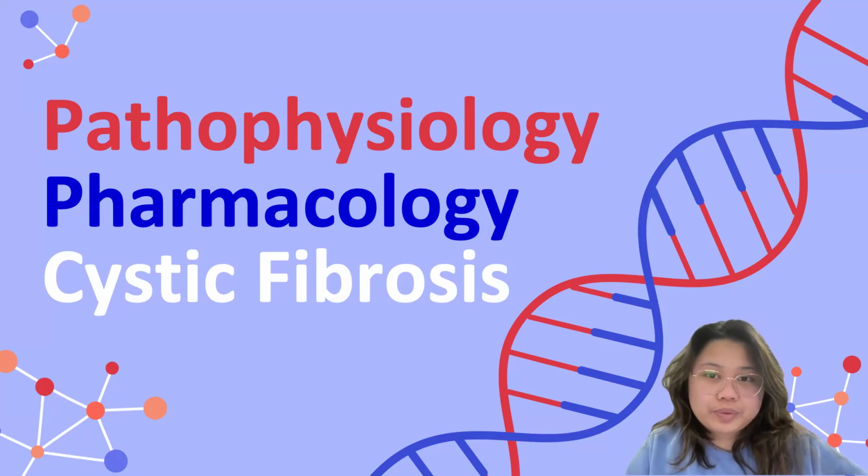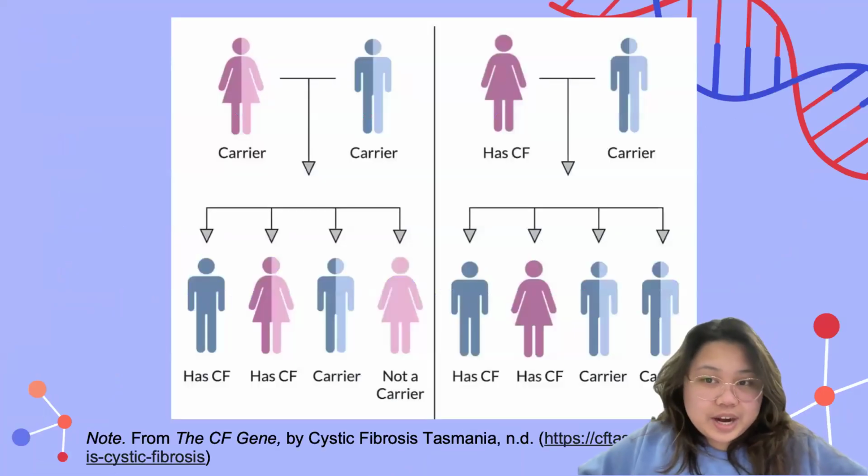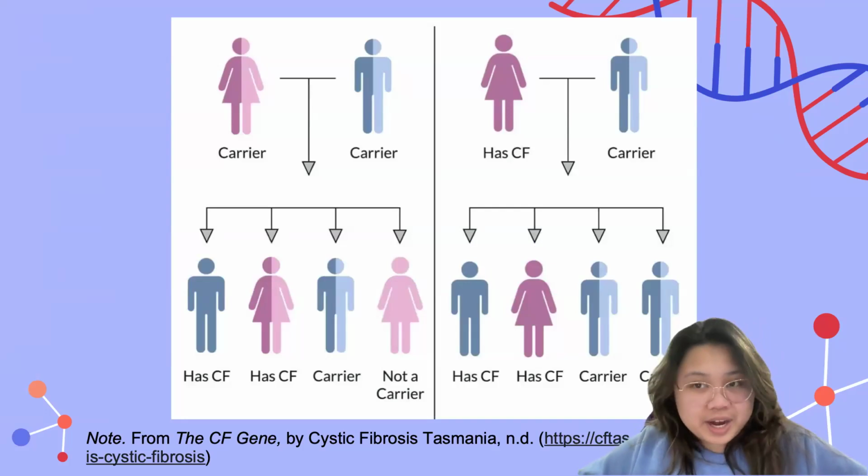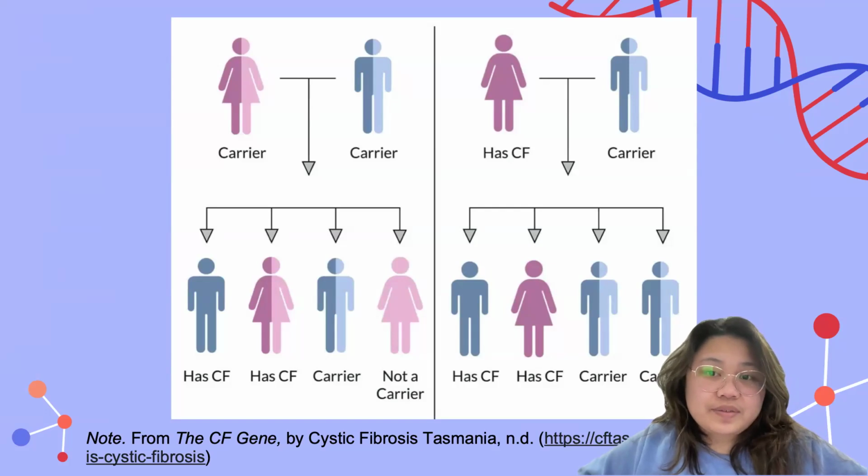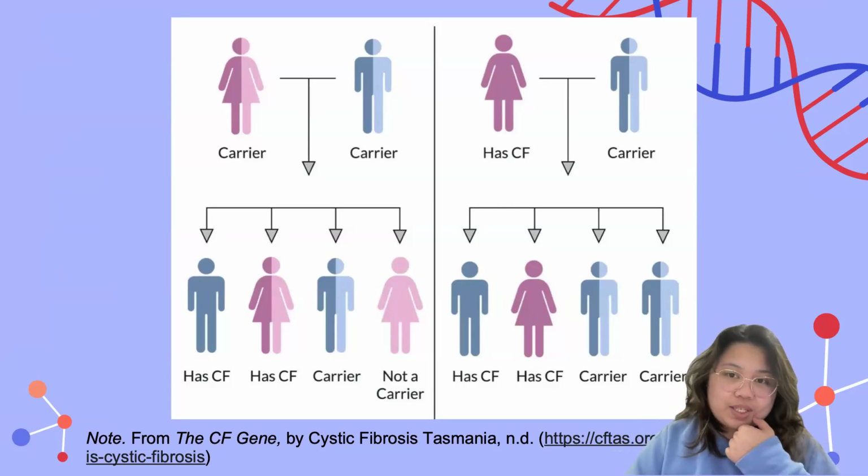al. 2024. So to have CF, you must inherit two copies of the mutated CFTR gene, one from each of your parents. When both of your parents are carriers, there is a 25% chance of having a child with CF, while when one parent has CF and the other is a carrier, there's a 50% chance of having a child diagnosed with this disease, as per Cystic Fibrosis Tasmania. As you can see in the chart, even if both parents are carriers, it still doesn't mean that you will have a child that is diagnosed with CF, or cystic fibrosis.